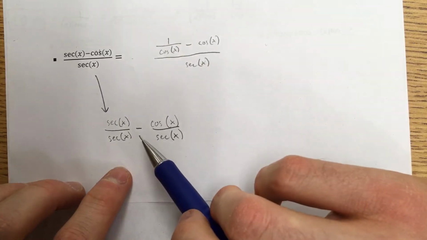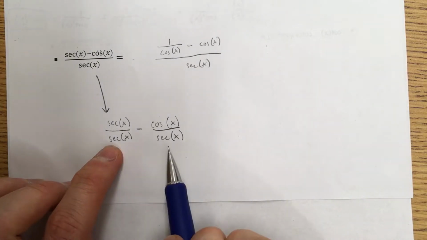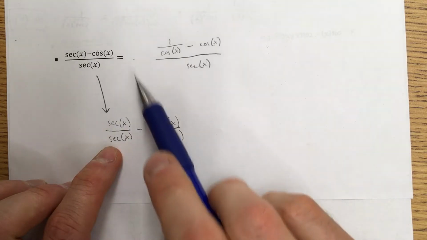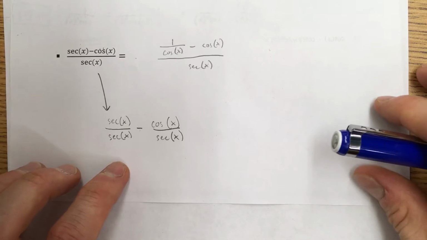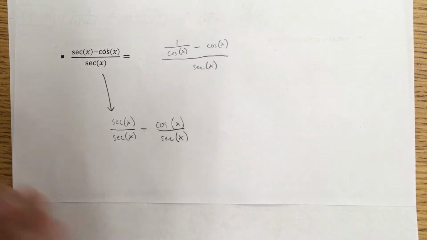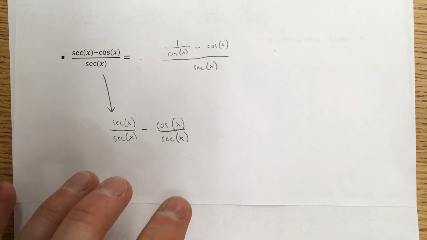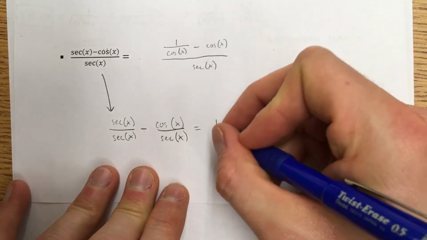Because here, if I subtract these two fractions, what we have is a common denominator, secant x, so that would be our denominator. We subtract the numerators, we would end up back here. So this is all mathematically equivalent. We haven't done anything that's wrong mathematically to this point. And then what we can do is secant divided by secant. That's going to give us 1.